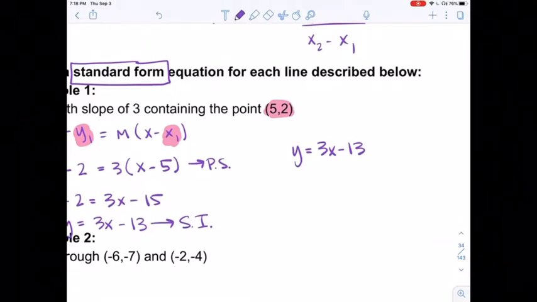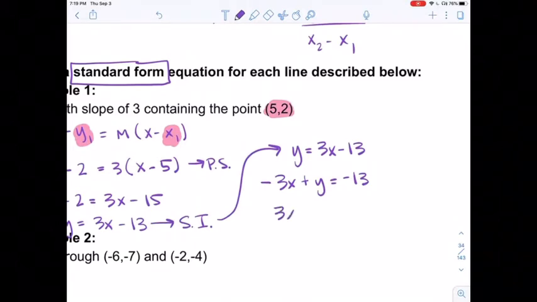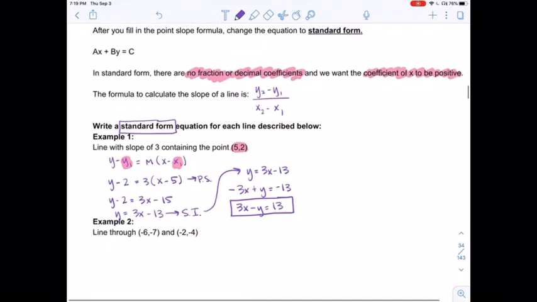In order to get this into standard form, we want to move the 3x over. So negative 3x plus y is equal to negative 13. And the last thing we need to check for is that we don't have any fractions, so that is good. But our a value is negative, so we've got to flip all the signs. 3x minus y is equal to 13. And this is our final standard form equation.